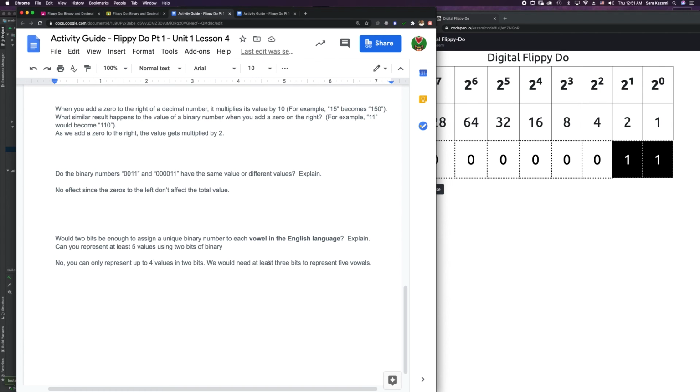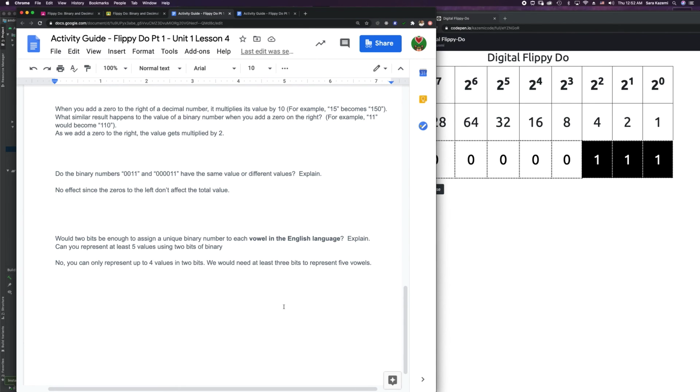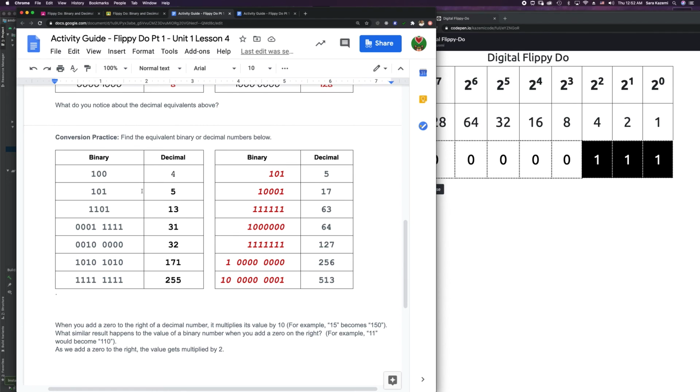So you would need at least another bit here in order to represent 5 values, because with 3 bits you can count up to 7, which means that counting 0 you can represent 8 different values, such as a vowel or anything like that. All right, so that's the end of the recap for this homework assignment.